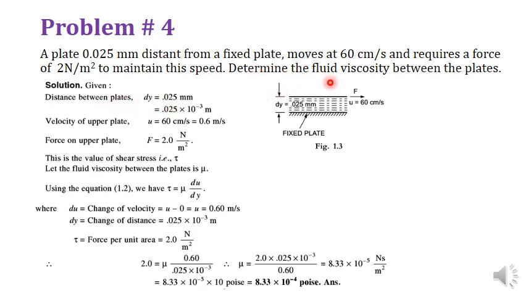Okay, first of all, again I am going to explain the system of this fluid which we need to analyze. We have a fixed plate at the bottom and a moving plate at the top. In between these two plates, a certain fluid is flowing. Okay, what is given to us? The dy, first of all, input data: the distance between these two plates, y distance, that is 0.025 millimeters.